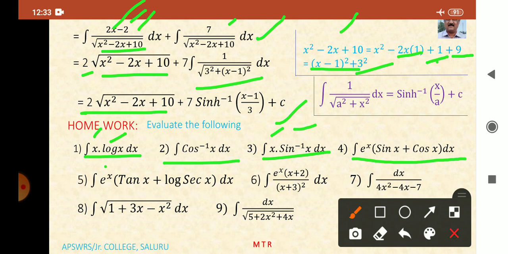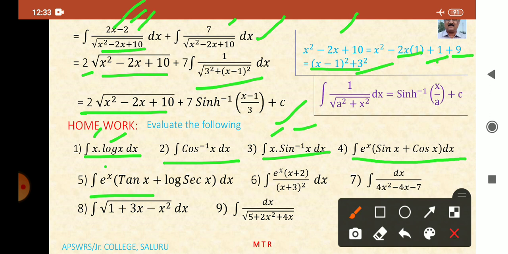The fifth problem is also the same. Integral e power x into tan x plus log secant x. You know the derivative of tan x is log modulus secant x. Okay. So our function is tan x. So e power x into f of x. E power x into tan x plus c is the answer.